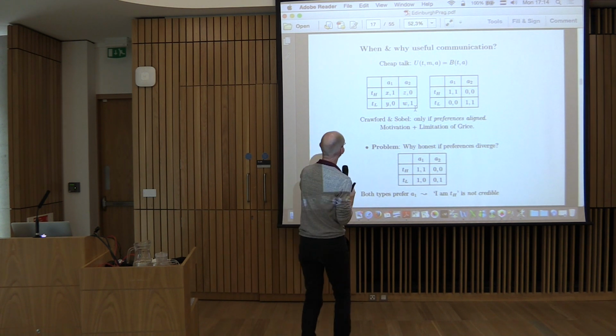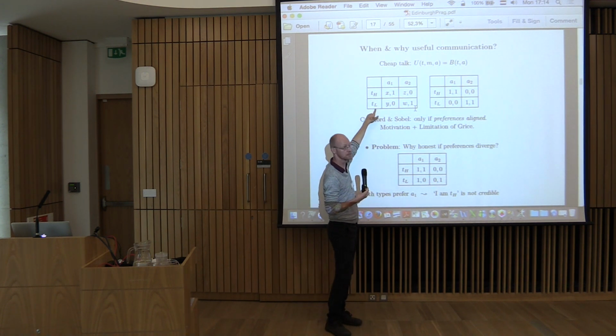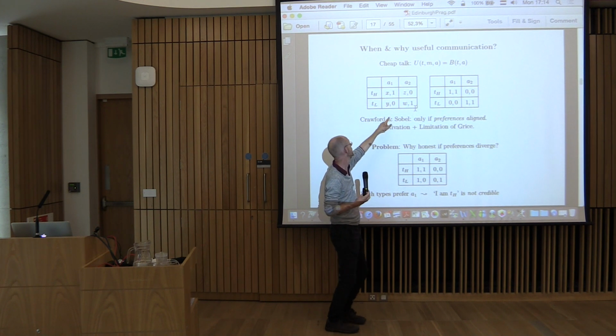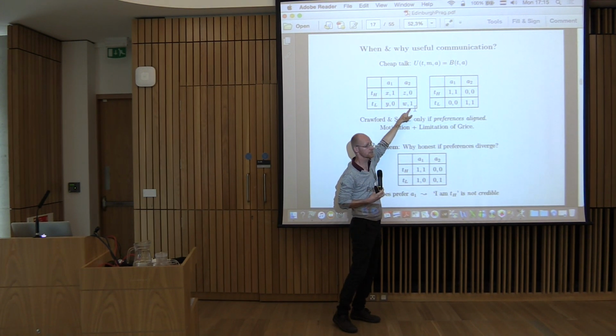Now suppose that actually TL is the case. I know that TL is the case, and I say TH is the case. You will do action A1. And when X and Y are actually 0 and 1, we don't have the same preferences. Then you will do action A1, but that's actually bad for you, because you get payoff A1, and in TL you should have done A2.